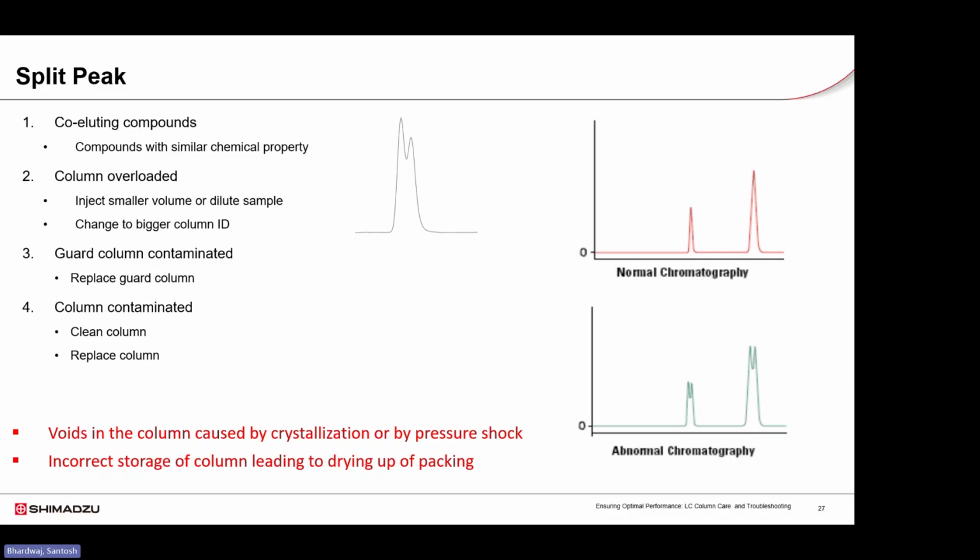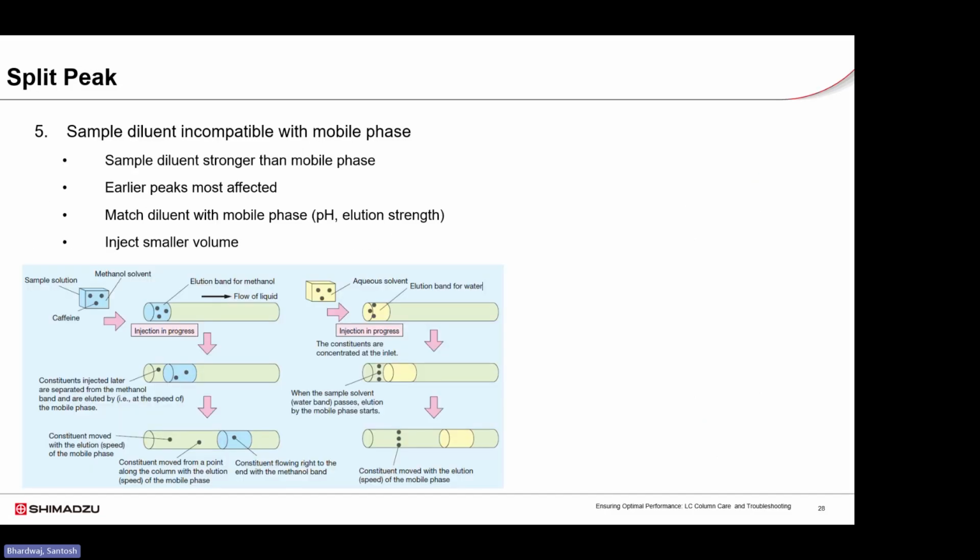If the analytical column itself is contaminated, it may require cleaning or replacement. Finally, pressure shocks, crystallization, or improper storage can also create voids in the column, which may result in persistent split peaks. Sample diluent incompatibility is a common but often overlooked cause of split peaks.